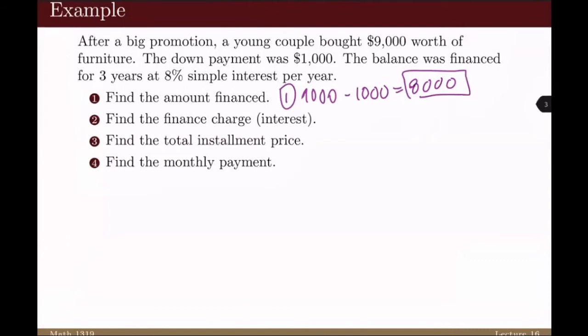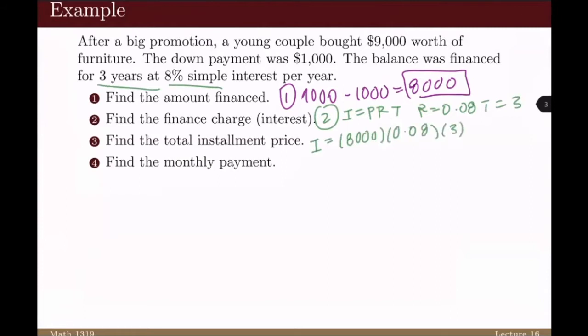The second thing that we are going to do is find the finance charge, which is also referred to as interest, but Connect Math likes to call it finance charge. So that's going to be I equals PRT. Our rate was 8% and our time is 3 years. So that means interest is going to equal 8,000 times 0.08 times 3, which is equal to 1920.